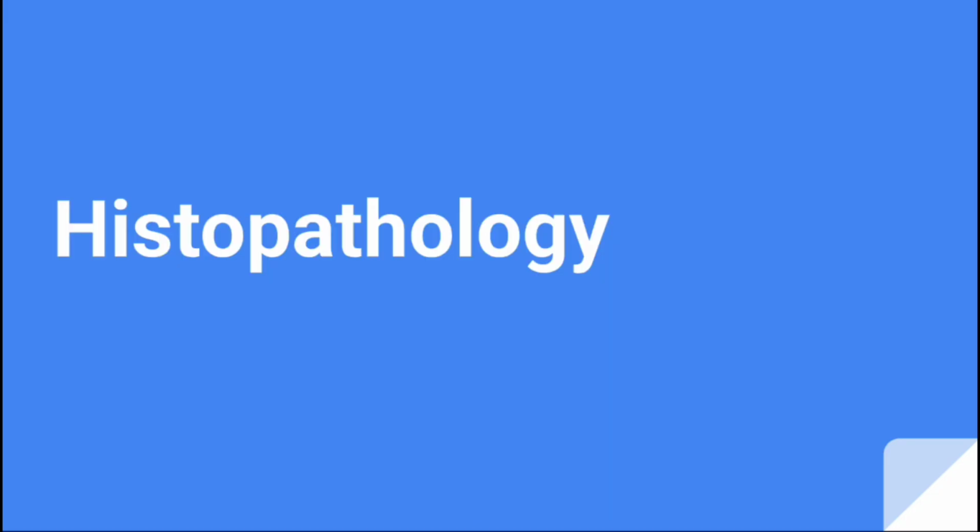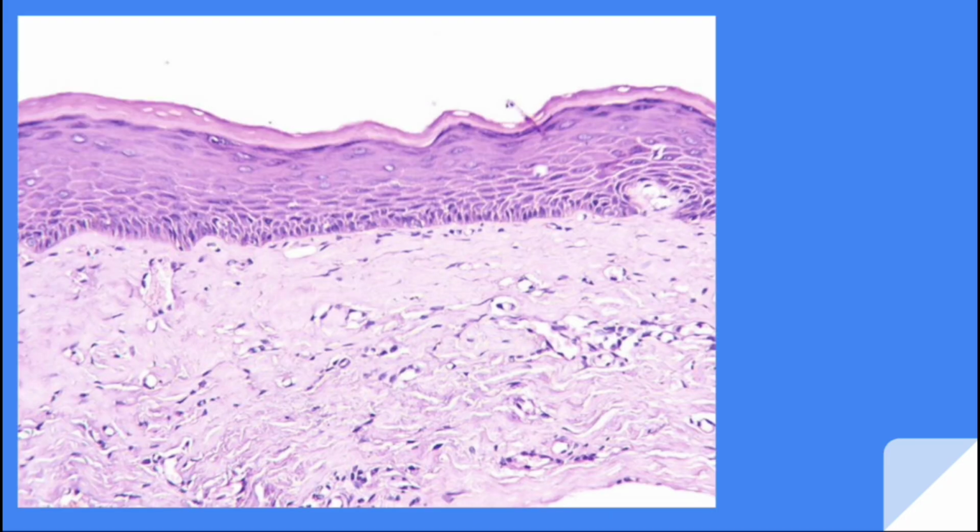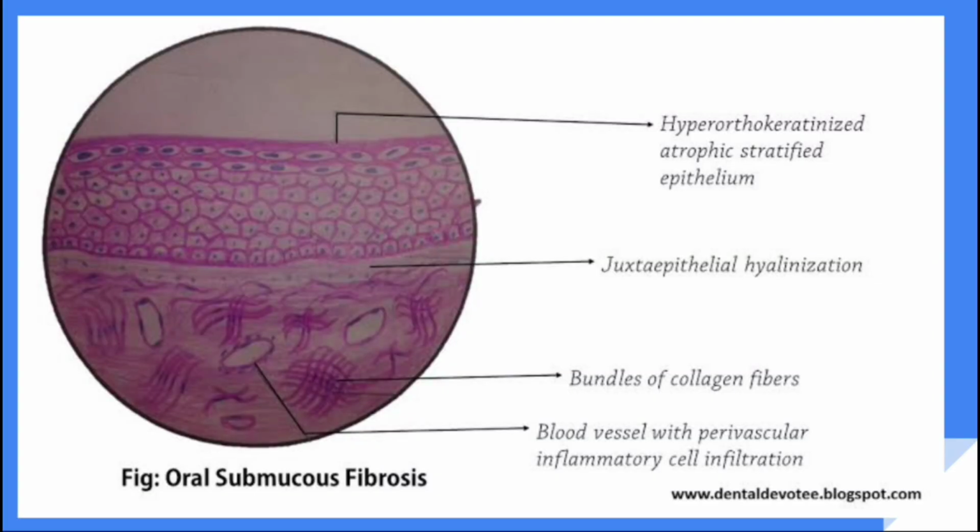Then histopathologically, how does it look histologically? This is how it looks in the microscope. So these are the microscopic features. This diagram you should draw for 5 marks of oral submucous fibrosis. For 5 marks you have to draw this diagram.